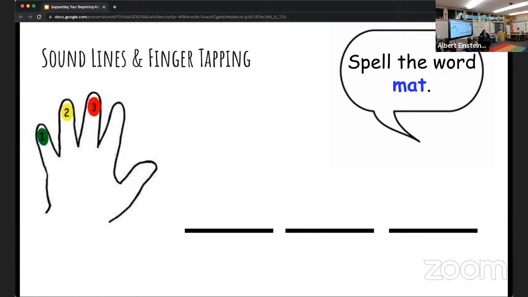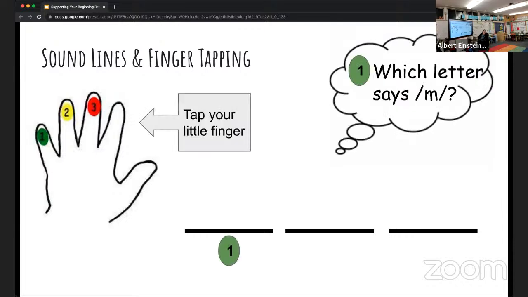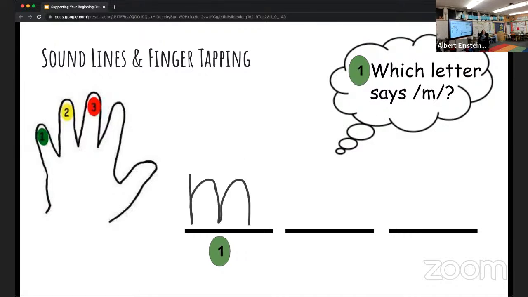We're always reinforcing that. So, Andrea, this is the one where we go through these relatively quickly. The teacher is going to say, spell the word mat. The right-handed student is going to tap their little finger and think, which letter says /m/? So they write it on their first sound line. We give them 3 lines and tell them, you're going to put one sound on each.